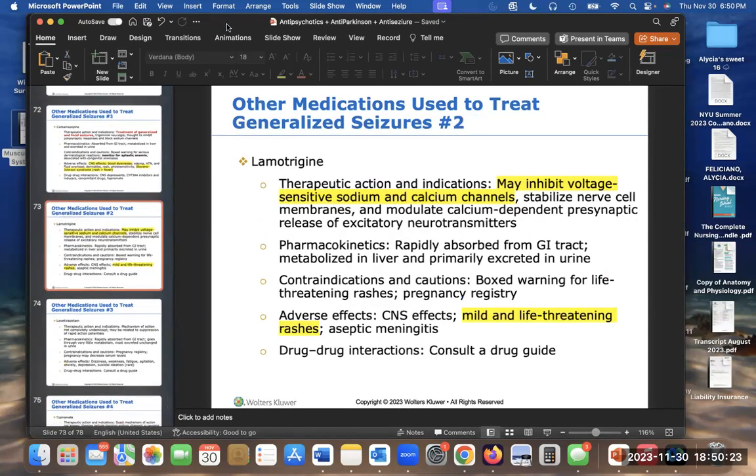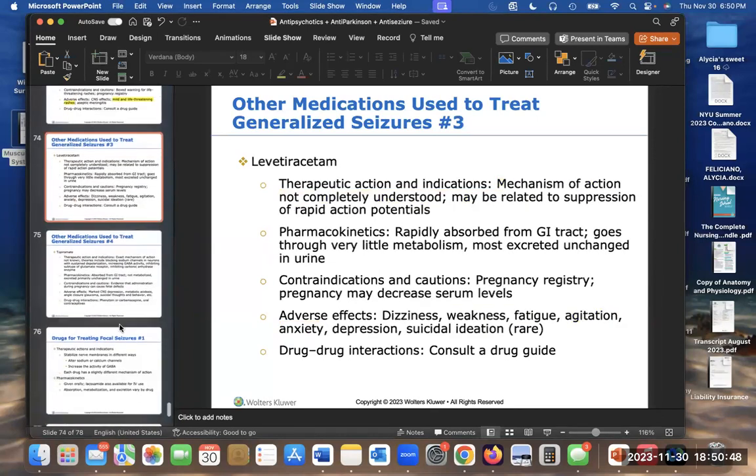Lamotrigine, another one I've seen a lot asked, especially on ATI. These inhibit those sodium and calcium channels to slow down those action potentials. Okay, adverse effects, CNS effects, and a life-threatening rash. Okay, so I would put unique to these two, they both can cause a rash that I really need to monitor for. So carbamazepine and lamotrigine, life-threatening rashes, not good.